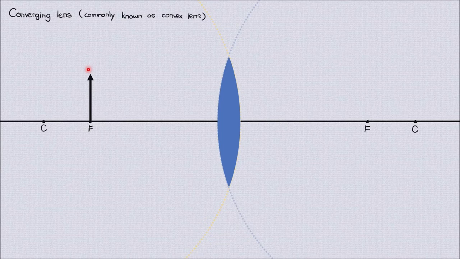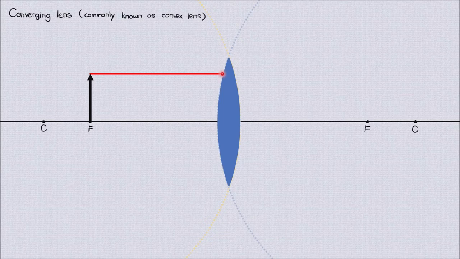So let's send a few light rays from the top point of this object towards the lens and see how it gets refracted due to the difference in index of refraction of this lens compared to its surrounding. The first ray will be a ray that is parallel to the optic axis or principal axis. So if you have a ray coming through in this direction, you encounter a change in medium when it strikes this convex lens at this point over here.